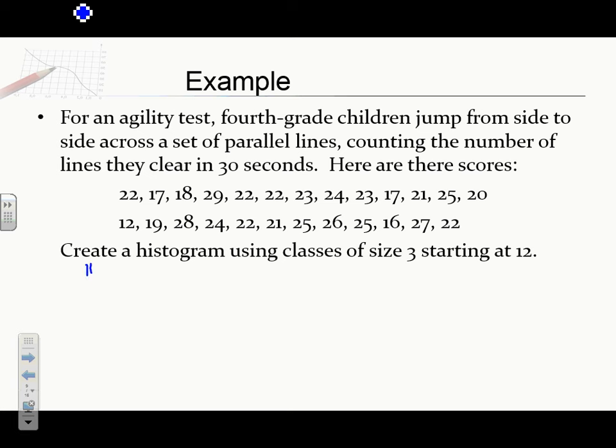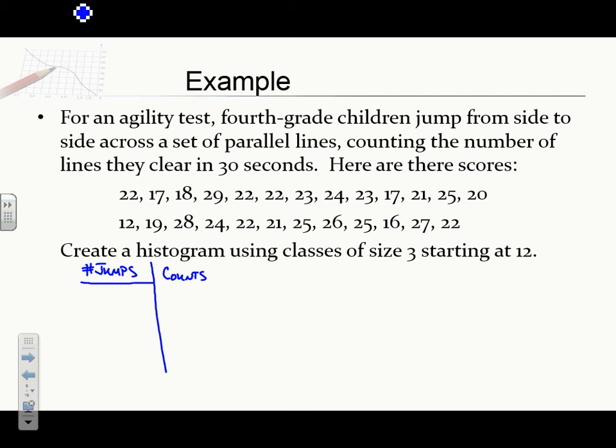So we have our variable, which is the number of jumps they completed in 30 seconds, right? And then we're going to keep track of the counts, in this case, how many kids had jumps within this particular class, and so on. So, to create our classes, it says start at 12 jumps and make it a width of 3. So that means 12 jumps, 13 jumps, and 14 jumps.